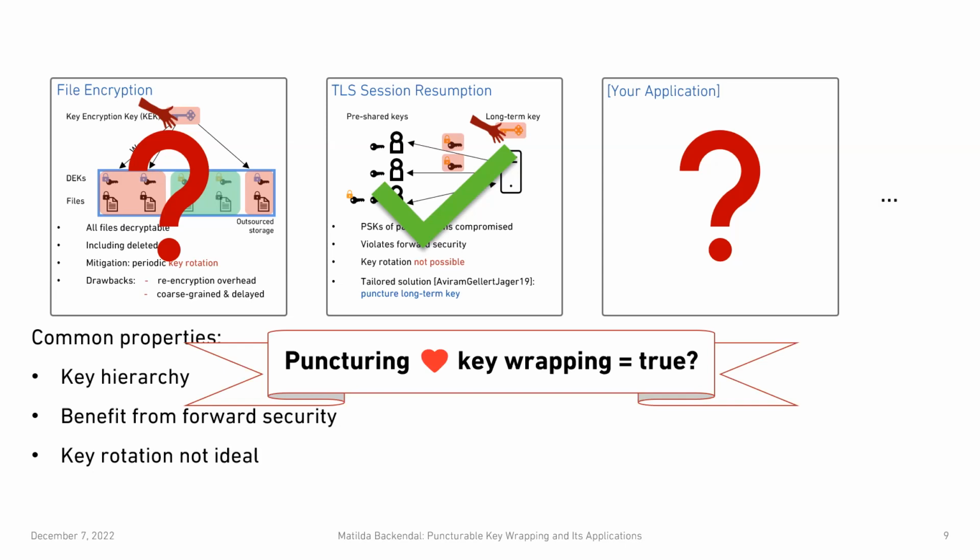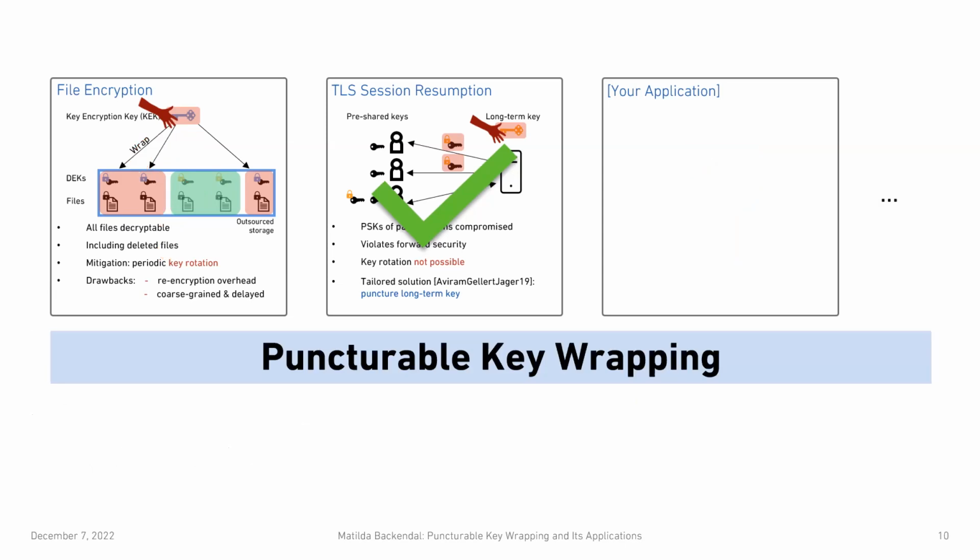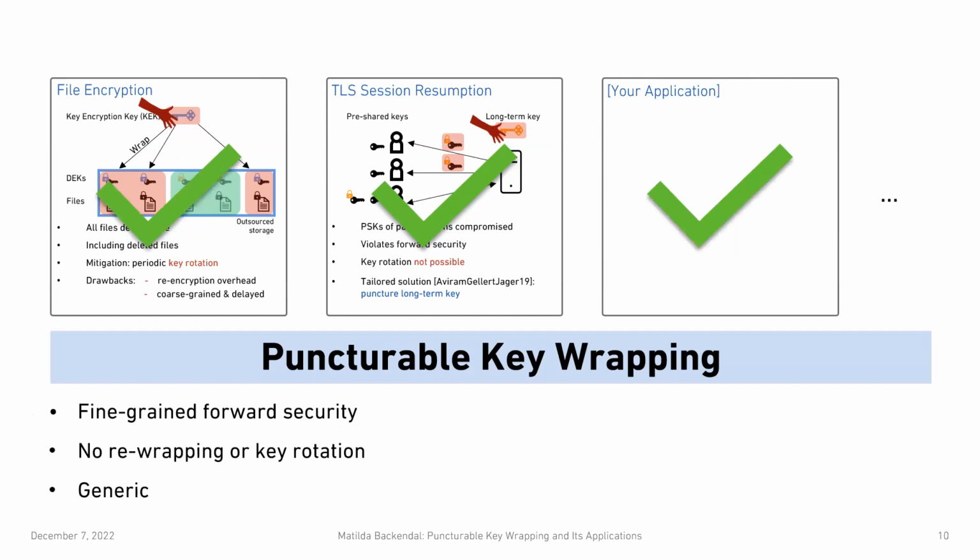And perhaps not surprisingly, this led us to introduce functionable key wrapping, which is a new cryptographic primitive, which provides an abstraction layer between these high-level applications and the lower-level primitives, such as puncturing and encryption, which we build it from. And it gives us exactly what we want, namely fine-grained forward security without the need for rewrapping or key rotation. And it's generic, meaning it can be used anywhere where key wrapping is currently used. And it's also generic in the way that we instantiate it from its building blocks, as you'll see in a moment.